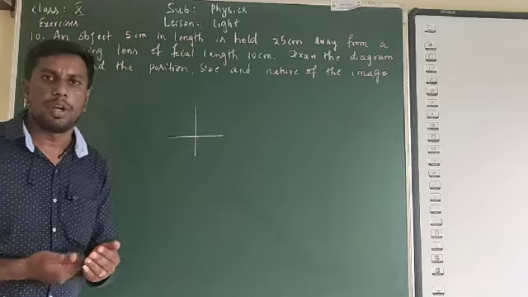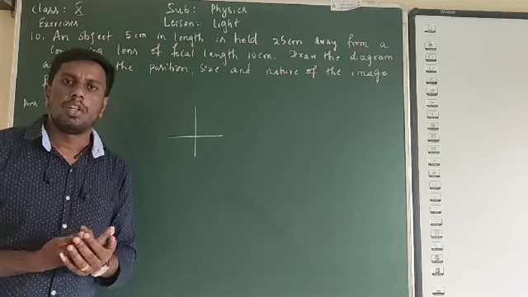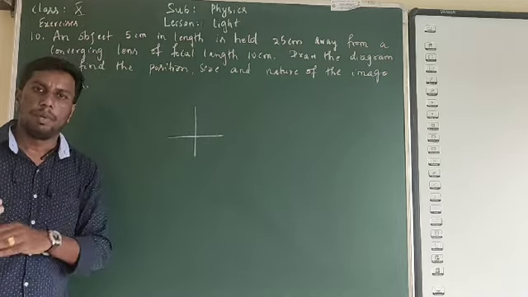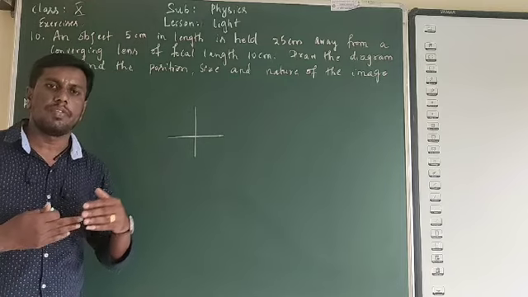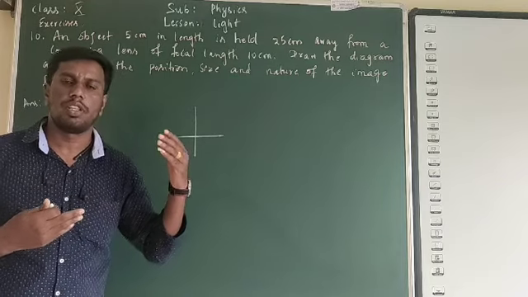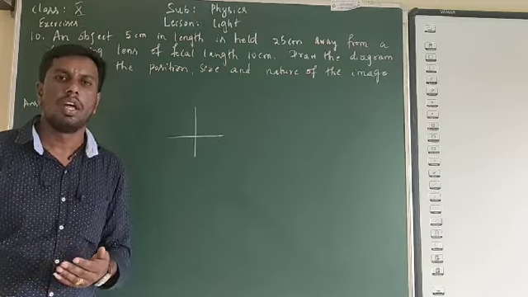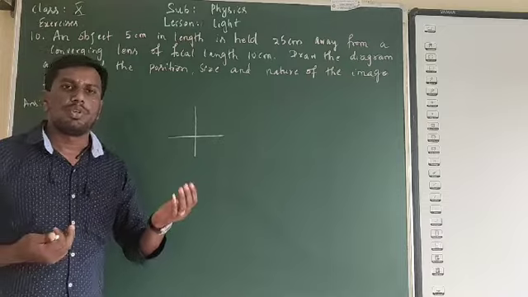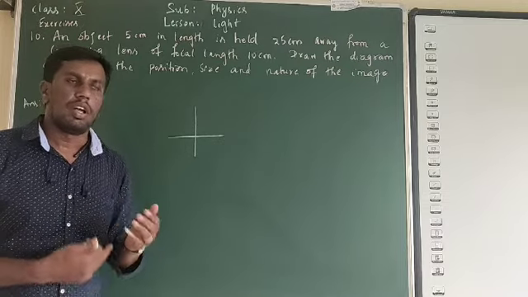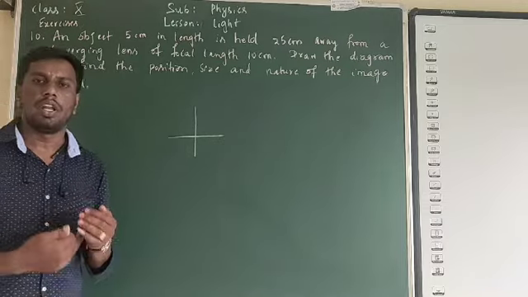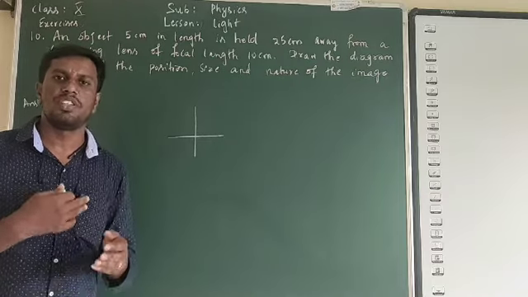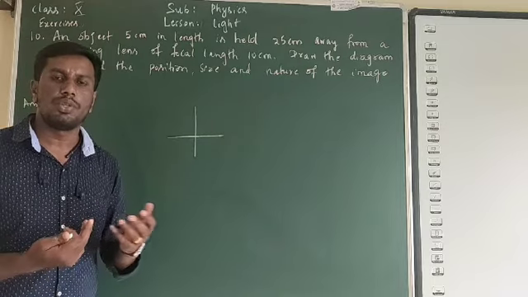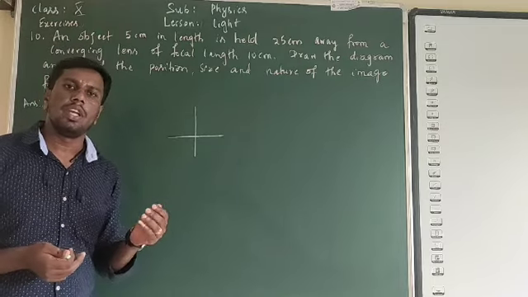Whenever a numerical problem is given, we should understand what is given, whether it is a lens or a mirror. First we should find out whether they have taken the lens or the mirror. After that, we should note down the physical quantities that are given: focal length, object distance, image distance, object height, image height. We should take the sign for these quantities also.